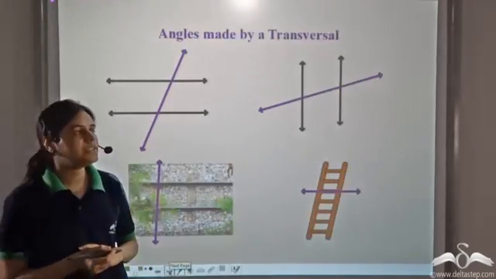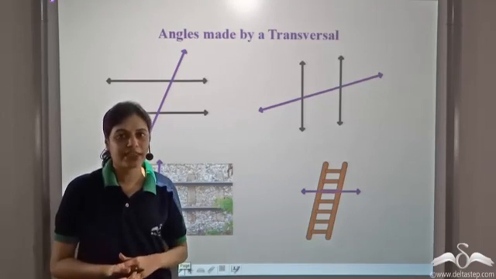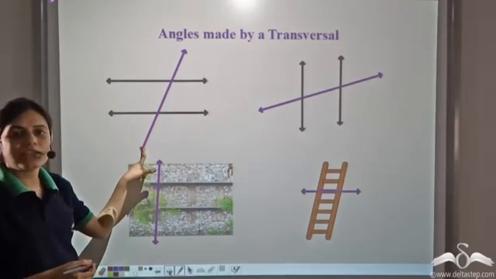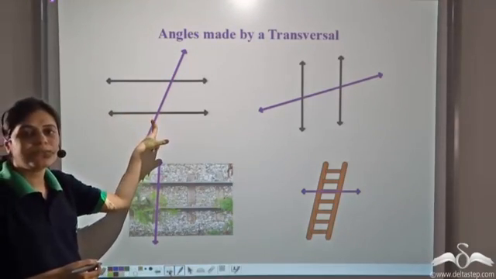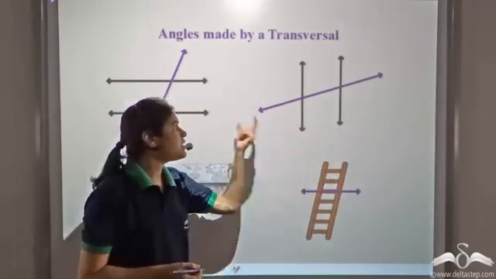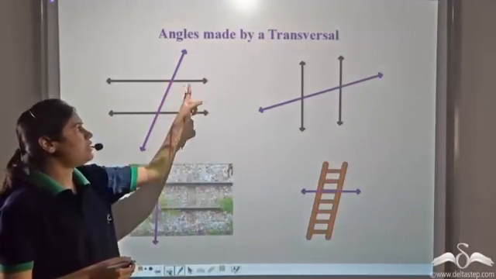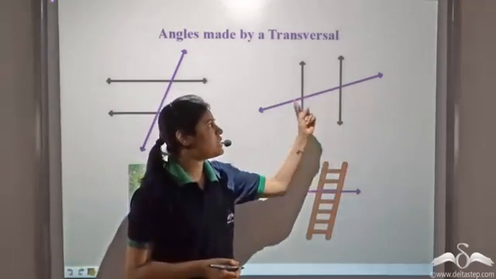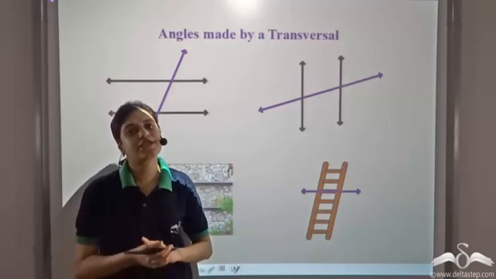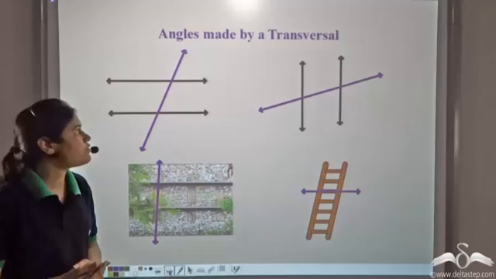Now we have already learned that a transversal is a line which intersects two or more lines at distinct points. So in this case, this is a transversal which intersects these two lines. This is a transversal which intersects these two lines. In this case, these two and these two are parallel lines. So a transversal intersecting two parallel lines. Now when a transversal intersects two parallel lines, several angles are formed. Let us see what are the angles which are formed.